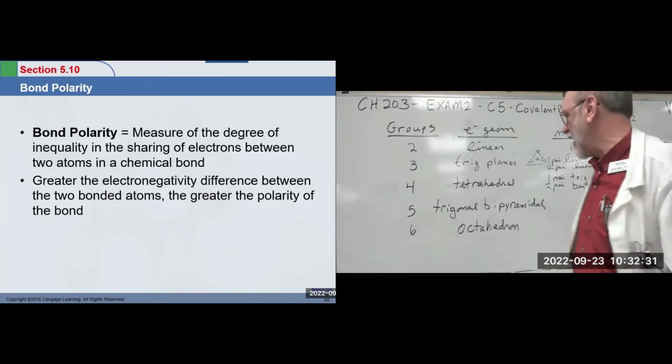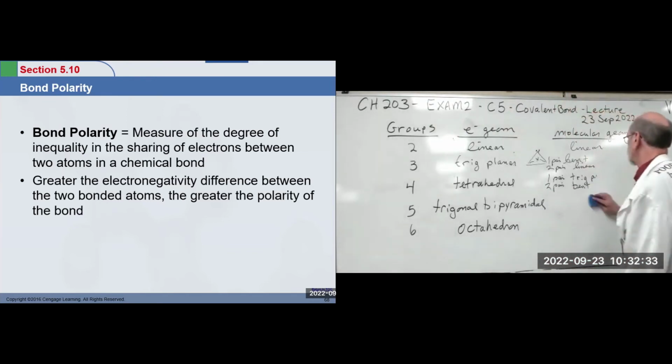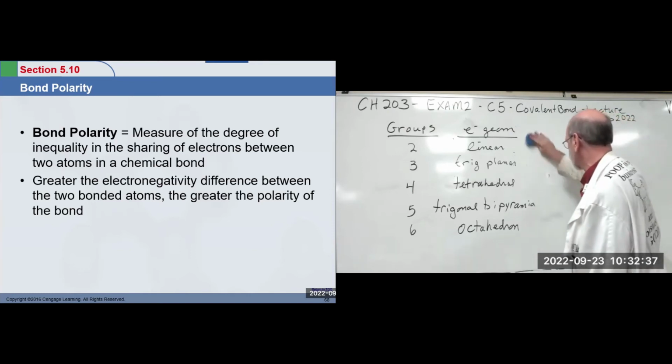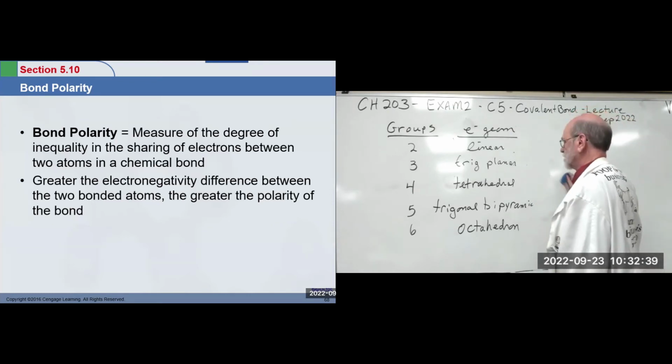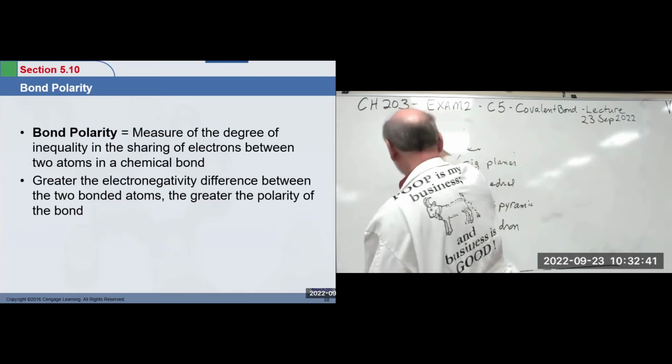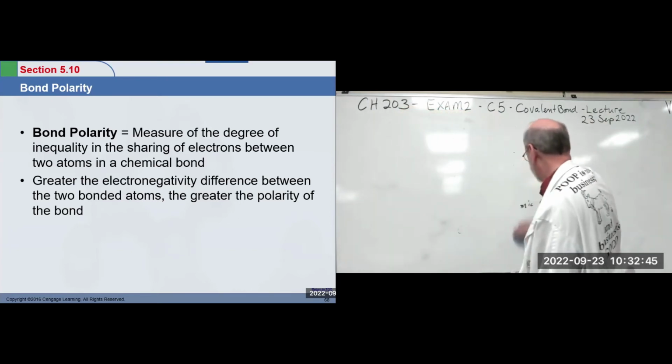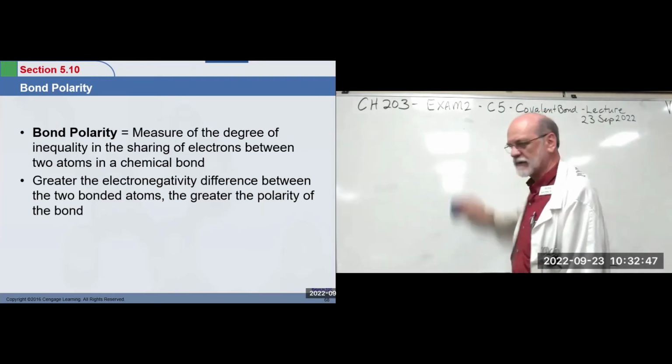So now we talk about bond polarity. What do we mean by bond polarity? Well, I did more than hint at it earlier, I think, at the very beginning. But we have a way of expressing bond polarity.